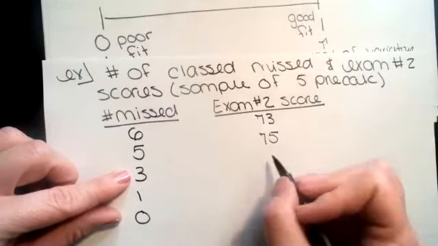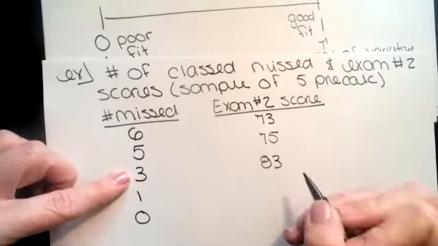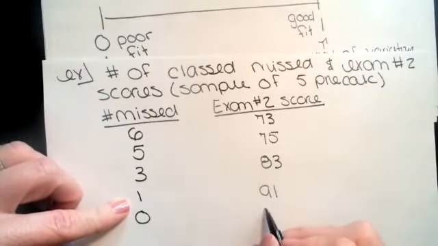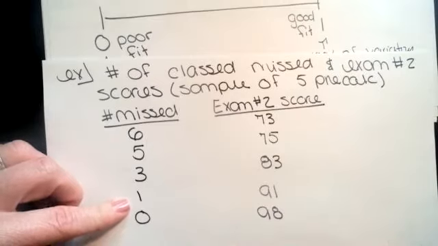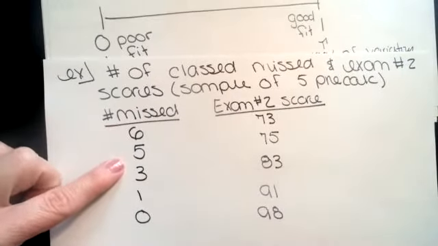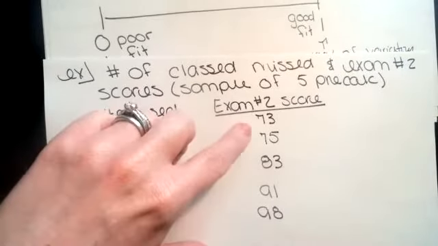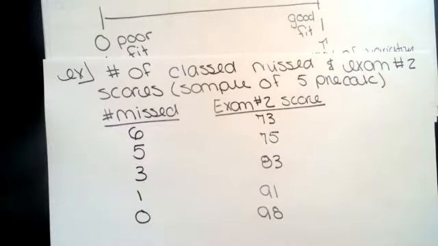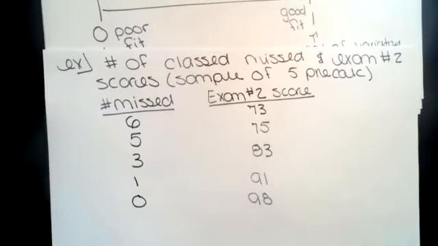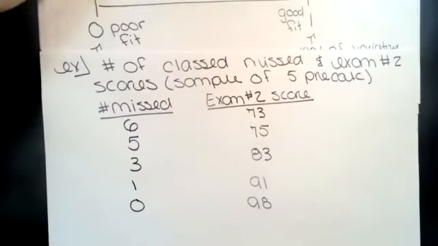The person that missed 3 classes earned an 83, a 91, and a 98. So we could just see the correlation that as the number of classes missed decreases, the exam scores are increasing, right? We could just see that from the table. We don't have to even have any other numbers behind it.